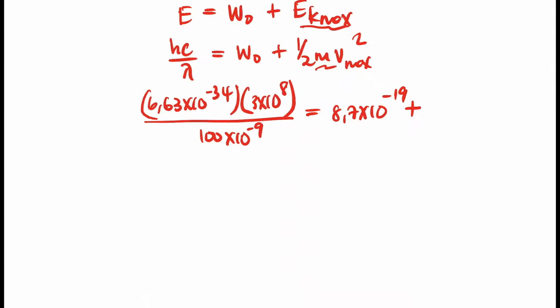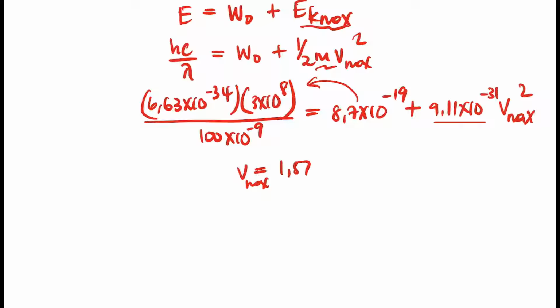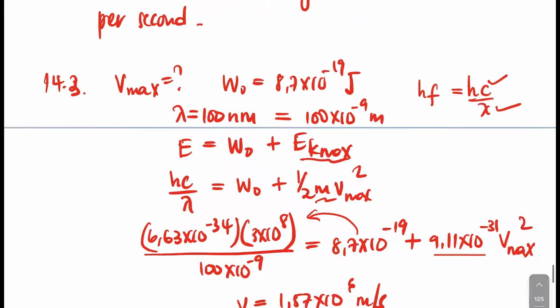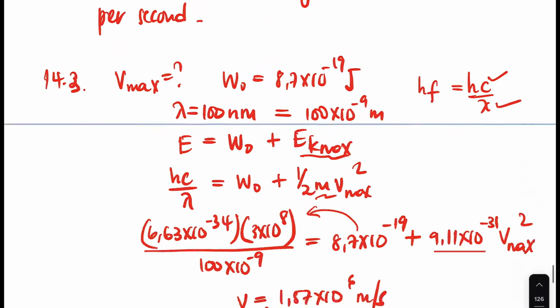and then we go to m. The m, guys, is the constant. It's 9.11 times 10 to the power negative 31, and then we want the velocity. Remember, this velocity is squared, right? So you take this answer to this side, and then you divide all this by 9.11 times 10 to the power negative 31, and then you put the square root. Your Vmax will be 1.57 times 10 to the power 6 meters per second. That will be the velocity of the photoelectrons emitted there.